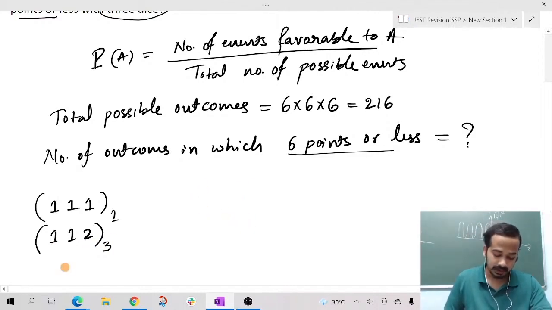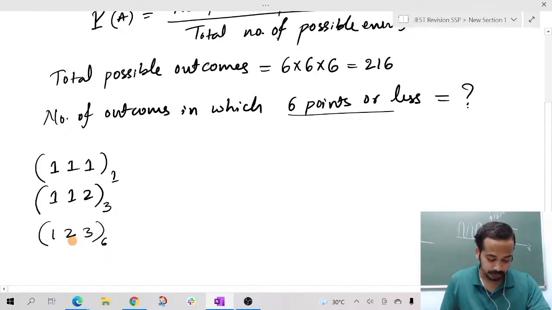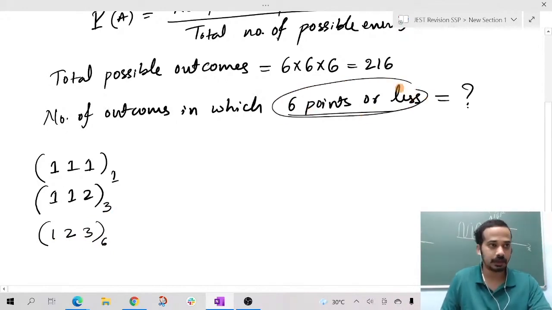Similarly, what is the next higher number? Can you speak out? What is the next higher number? 1 2 3. This has 6 possible ways, remember. 3 plus 2 is 5, plus 1 is 6. So 6 points can happen, and the question is 6 points or less. 1 2 3 can happen in 6 different ways.